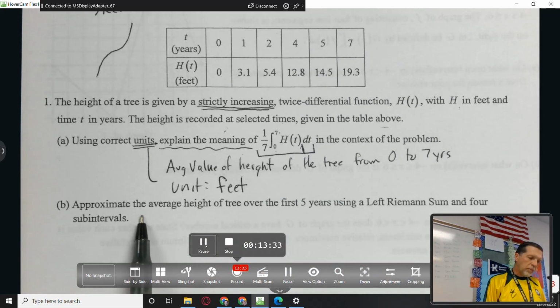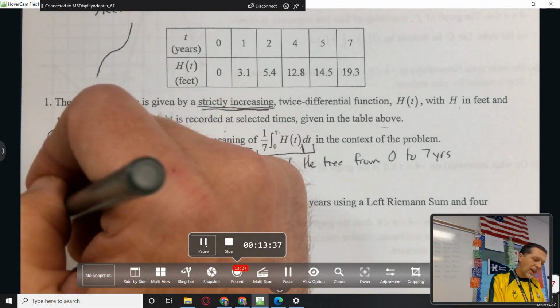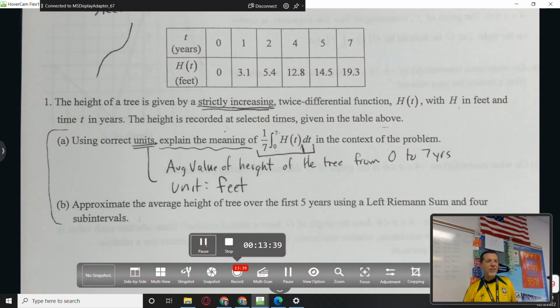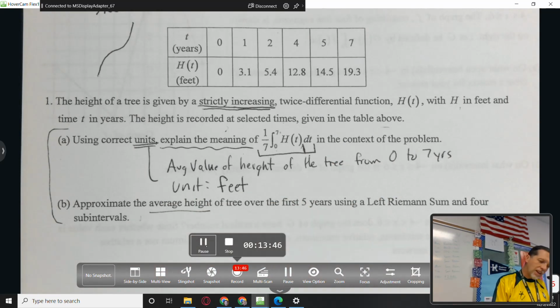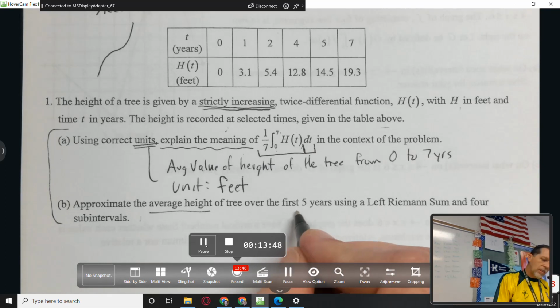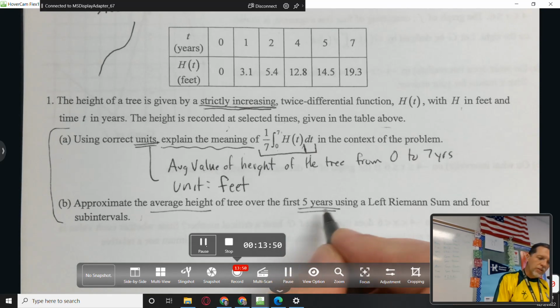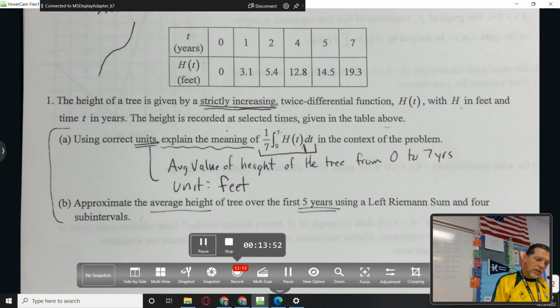Part B, approximate the average height of the tree. You should really be paying attention. If you didn't know A and then you read B, hopefully your brain would think, wait a minute, that's average height. Approximate the average height of the tree during the first 5 years. Oh, be careful, so we need to stop at 5. Using a left Riemann sum and 4 subintervals.